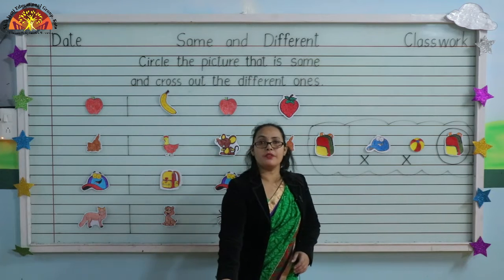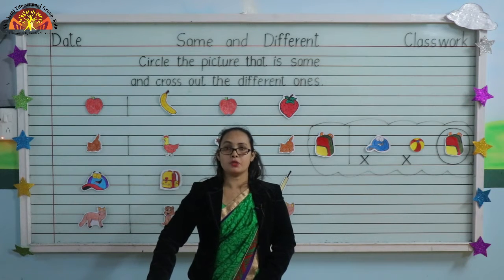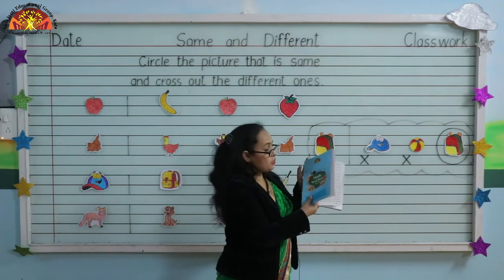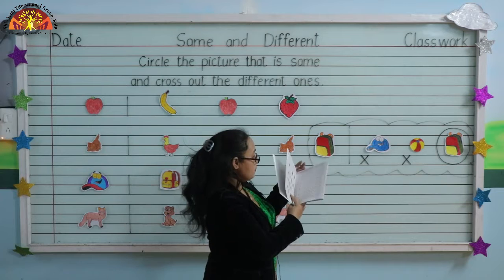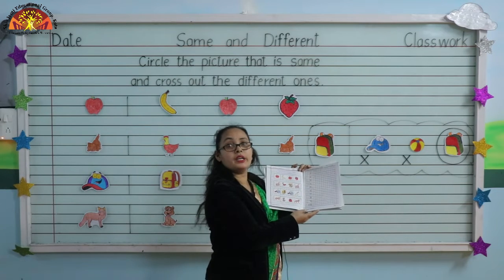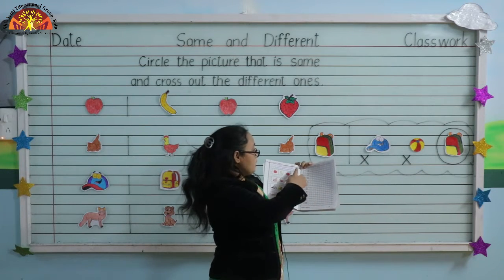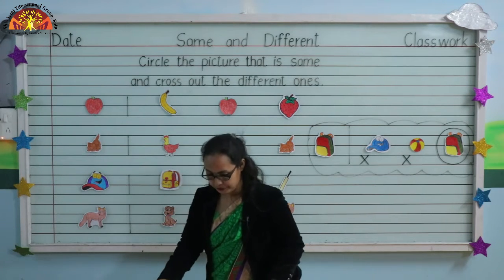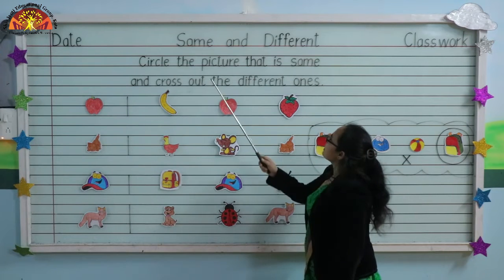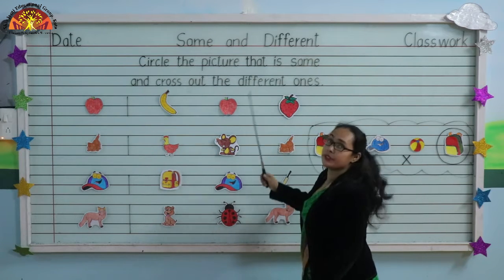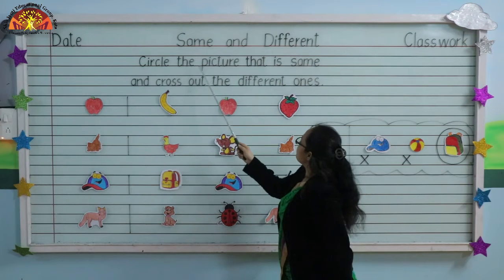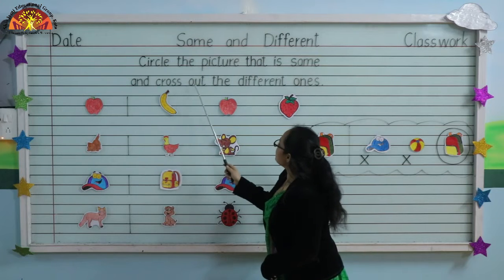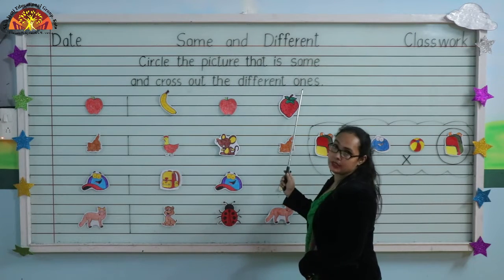So kids, today we will do an exercise on the concept of same and different in your maths workbook. So take out your maths workbook, open the page number 8. Kids, don't forget to mention the date and classwork. Let's do with me. Take out your pencil. Same and different. Circle the picture that is same and cross out the different ones.